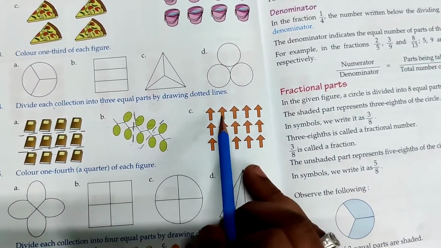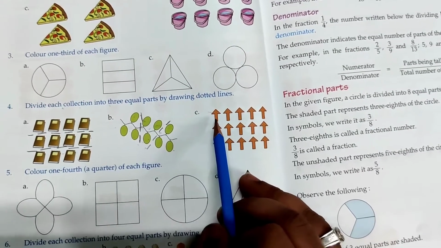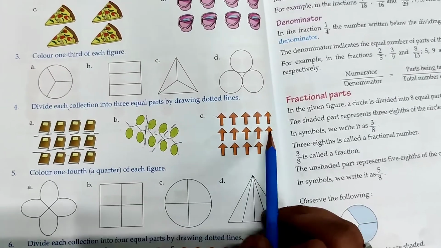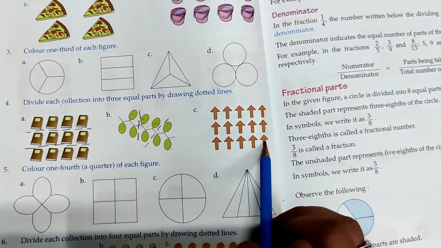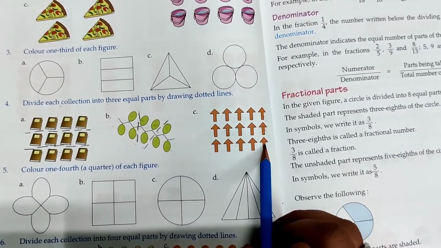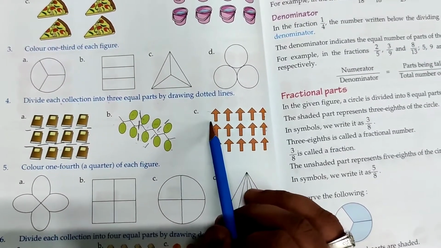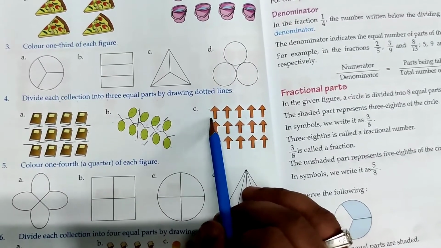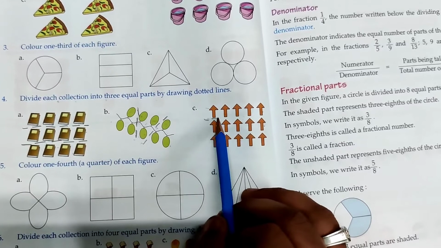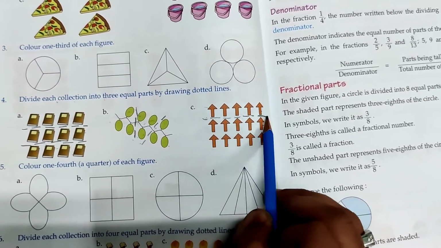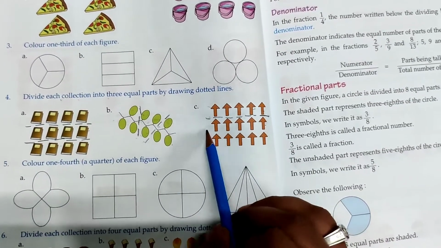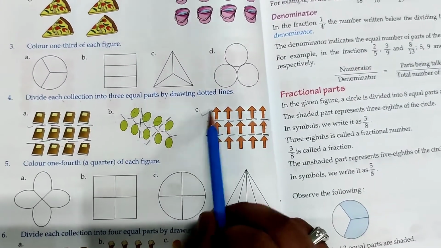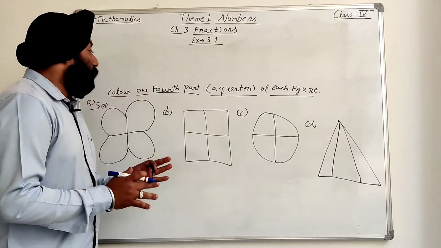After that, the arrows. The total number of arrows in this question is 1, 2, 3, 4, 5, 6, 7, 8, 9, 10, 11, 12, 13, 14, 15. 15 we have to divide into 3 equal parts. So in each part there are 5.